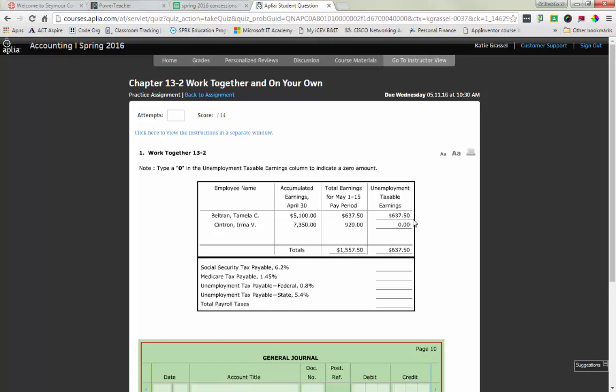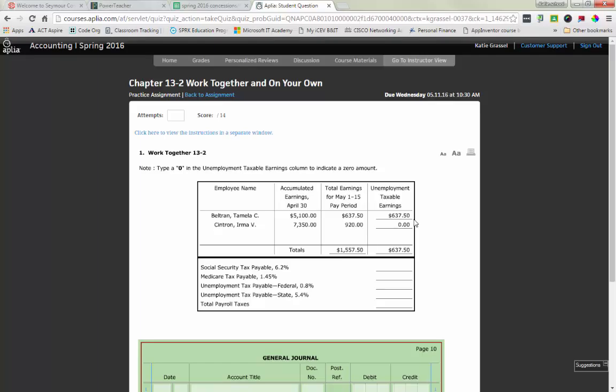Now, Social Security and Medicare has a higher tax base. Have Irma or Tamala exceeded that tax base? No, they haven't. Thank you, Alex. So for Social Security tax, I'm going to take this $1,557.50 and multiply that by 6.2%. And then the answer is going to go right here. I'm going to do the same thing: I'm going to take $1,557.50, multiply it by my Medicare tax, and then that answer is going to go right here on this line.